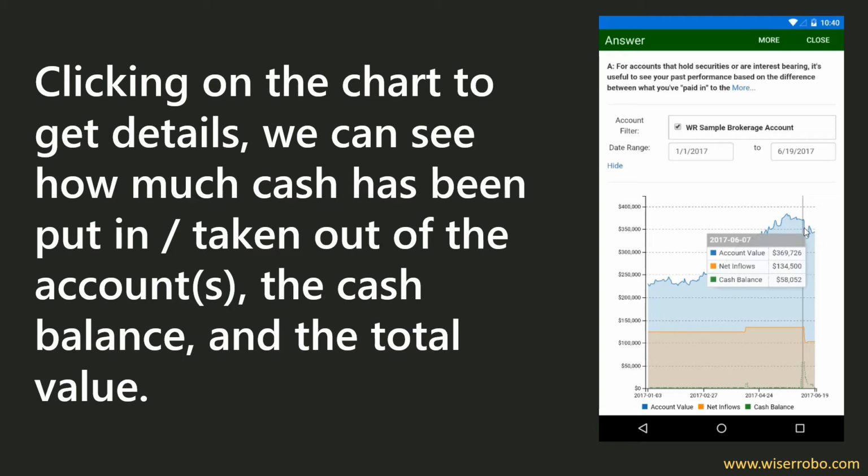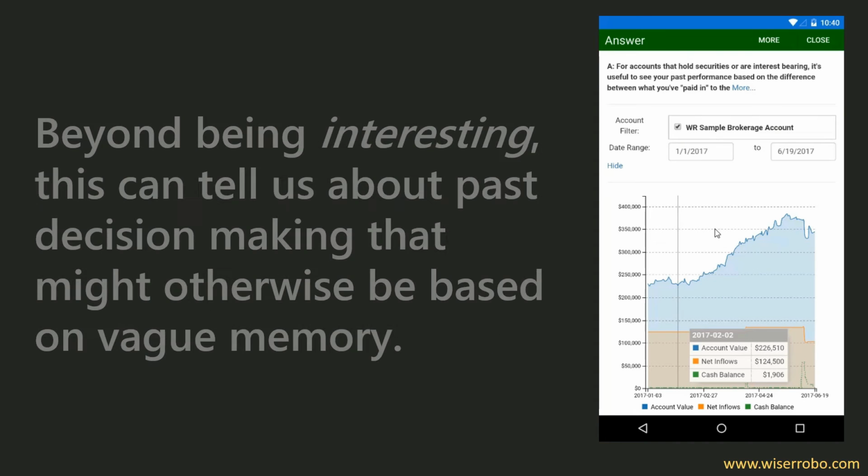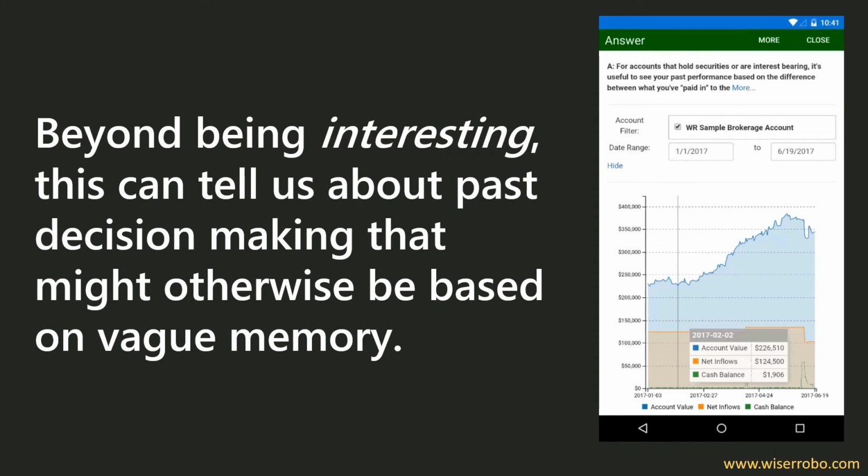Clicking on the chart to get details, we can see how much cash has been put in or taken out of the accounts, and the cash balance and the total value. Our capital gains are fairly evident in this view, along with points in time when deposits and withdrawals were made. Beyond being interesting, this can tell us about past decision making that might otherwise be based on vague memory.